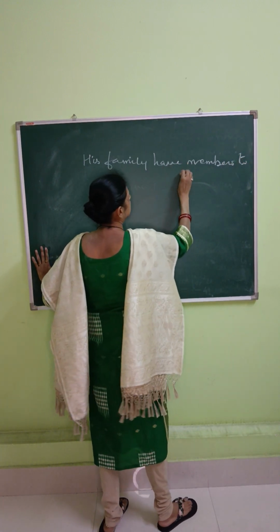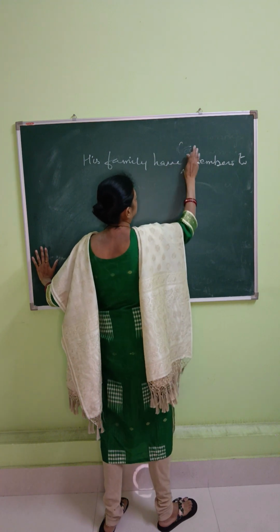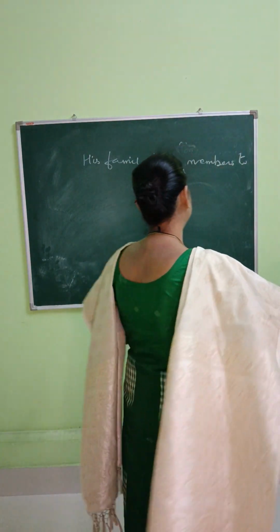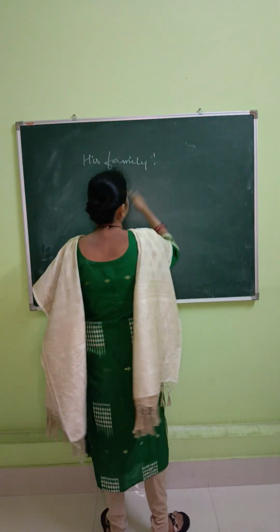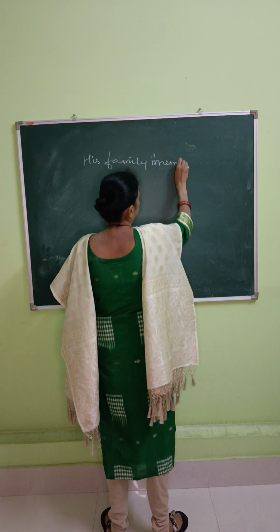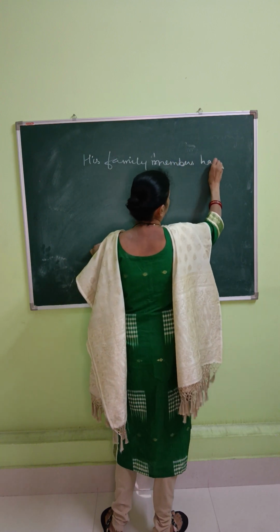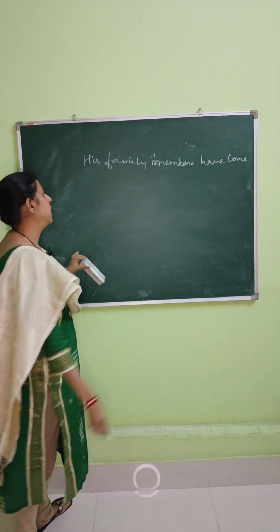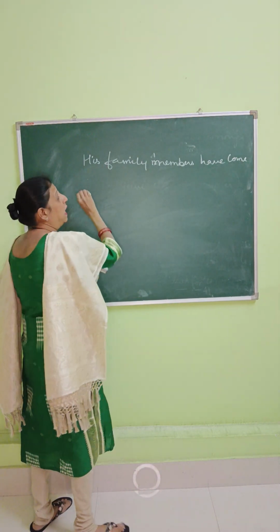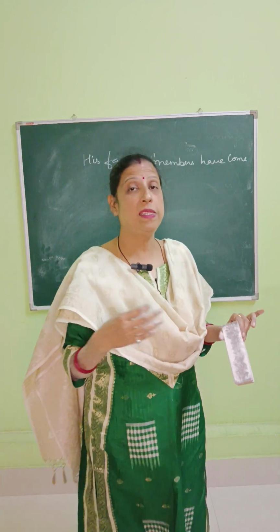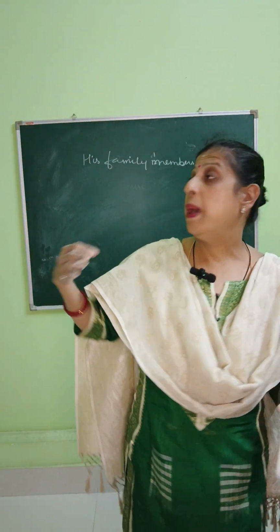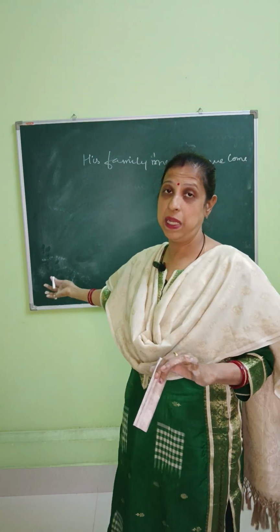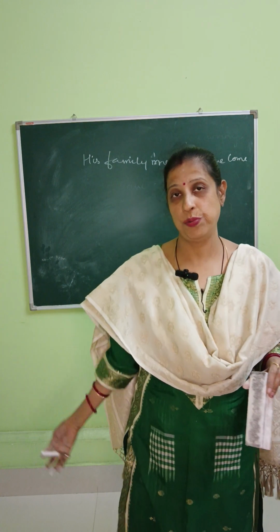His family members have come. Sorry, once again, I'm very sorry. His family members have come. So here we must never say this. Rather we can say that the members of his family have come to our house.